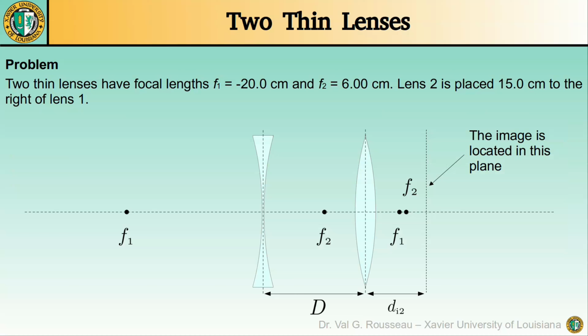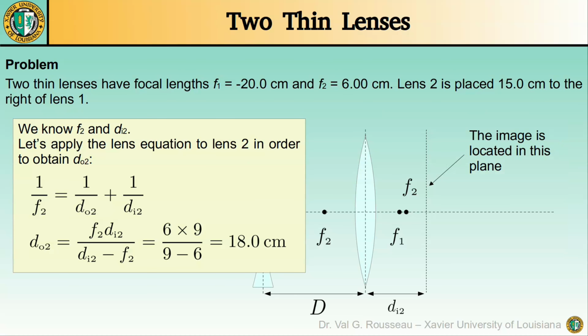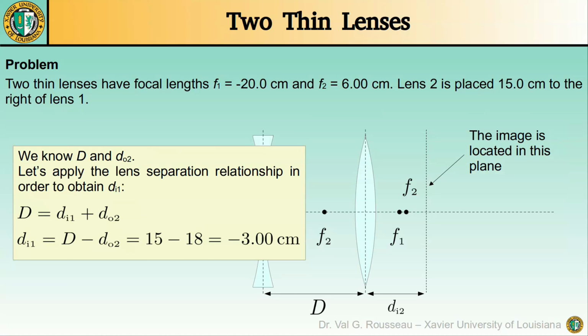Solving the problem is relatively easy. We know the second focal length and the second image distance. We can easily determine the second object distance by applying the lens equation to the second lens. Solving this equation for the object distance, we find that it is given by the product of the focal length and the image distance divided by the difference between the image distance and the focal length, which results in a value of 18 centimeters. Now that we know the second object distance, and since we know the distance between the lenses, we can easily determine the first image distance to be negative 3 centimeters.